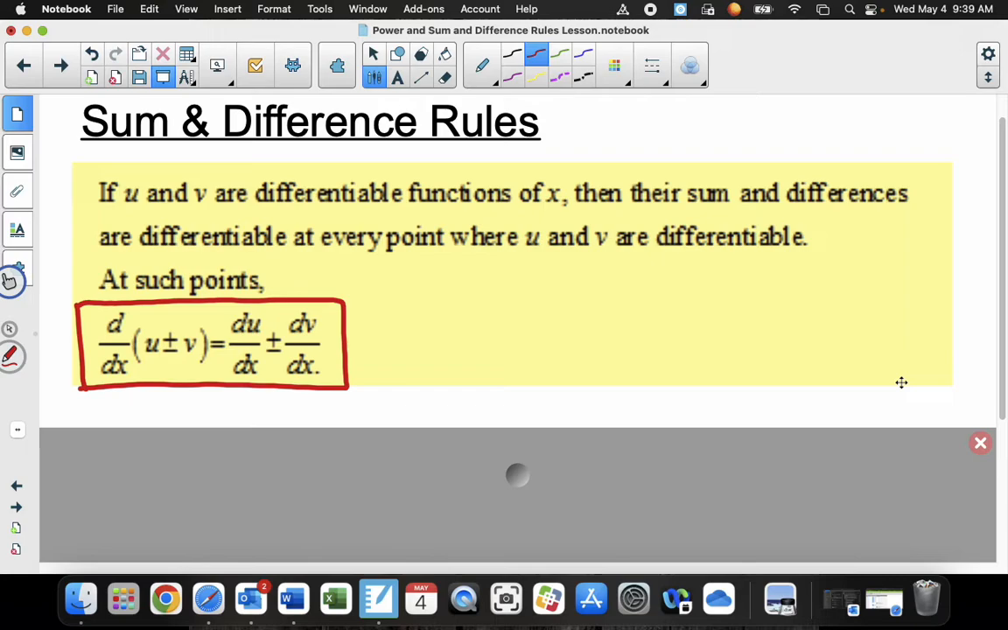And like I said, you don't necessarily need all the top part. You just need to know that you take the derivative of each individual term and then put it all together at the end.